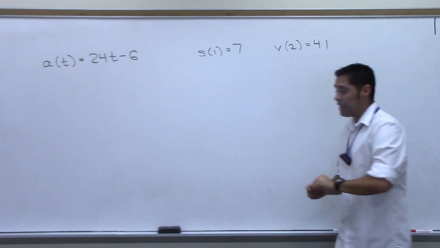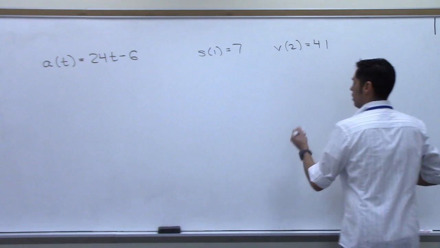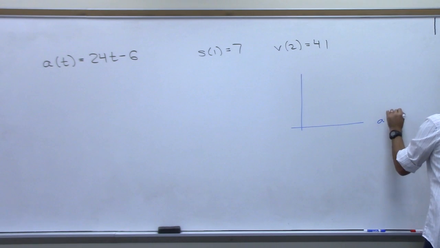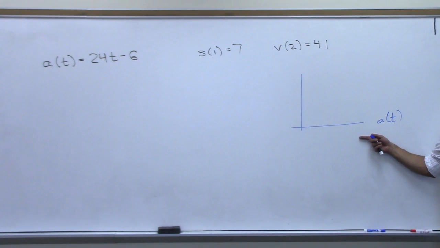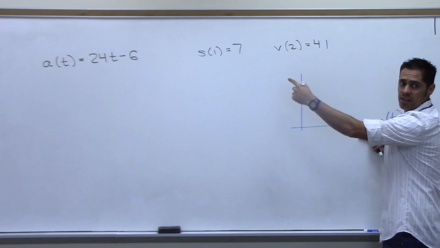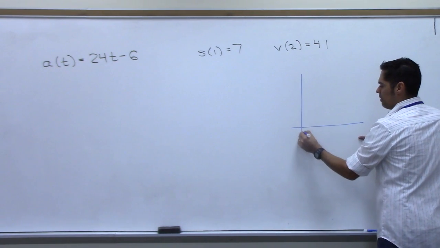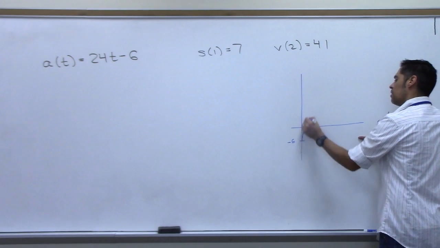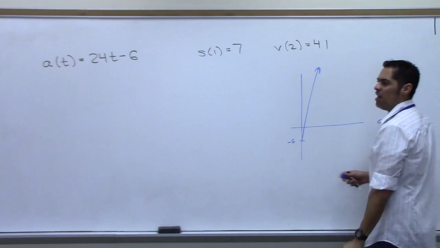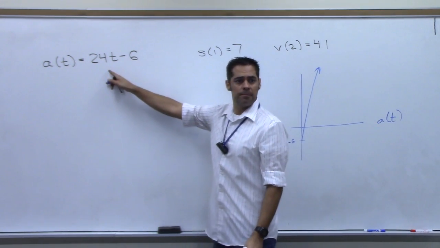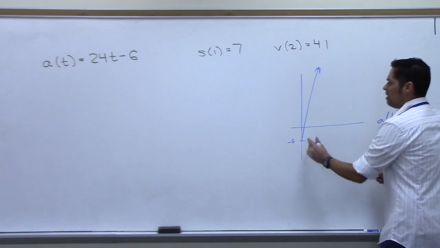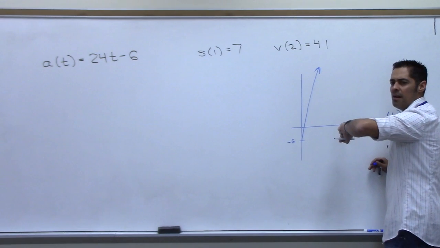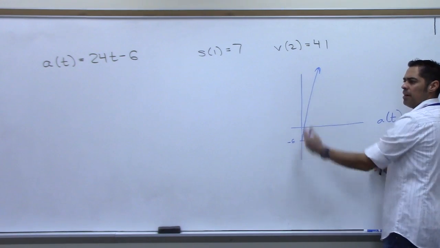So I'll draw a quick picture of what's happening here. I'm going to draw it backwards. Here's the acceleration function. Do we have this function? It's 24t minus 6. If I were to graph it, it has a y-intercept of negative 6 and a slope of 24. It's a line, isn't it? And I think there are no negative t values, because it's probably time. So it's just this line right here.